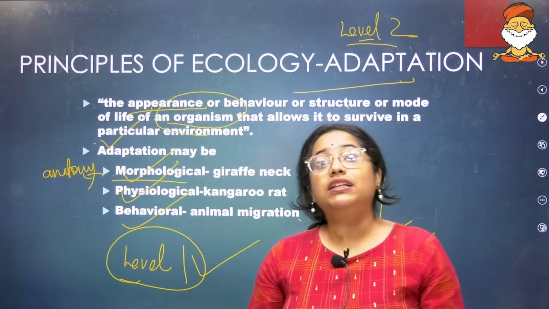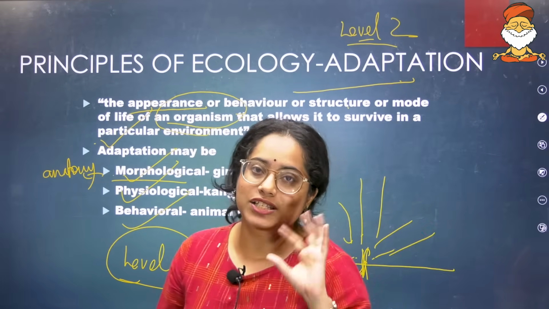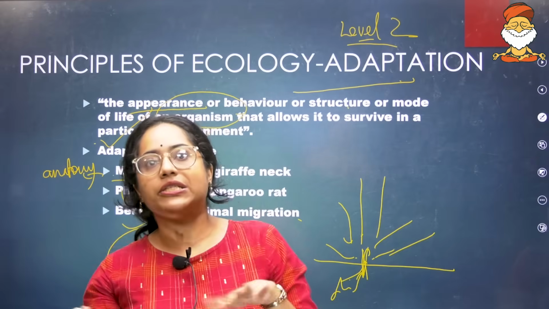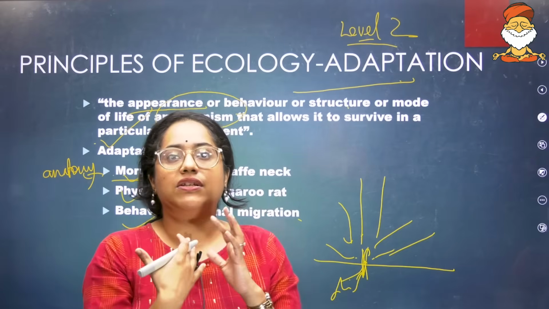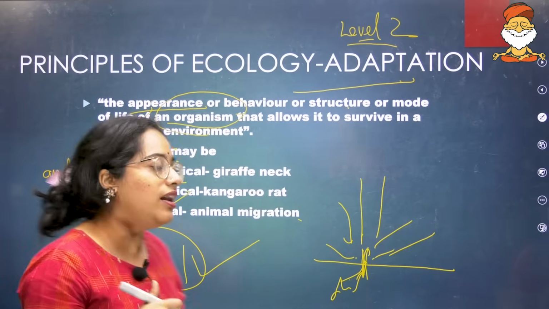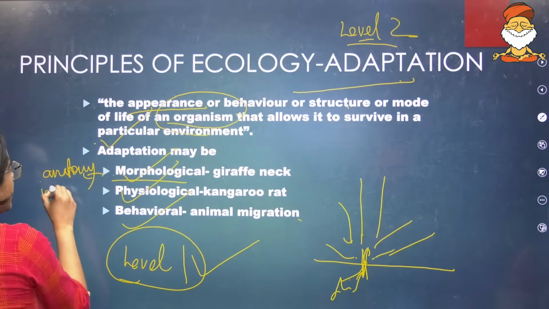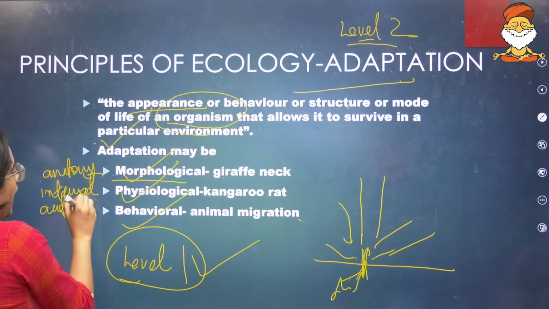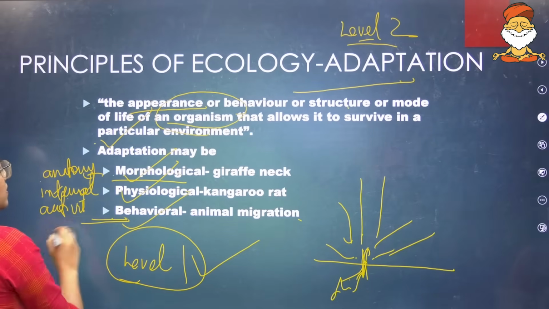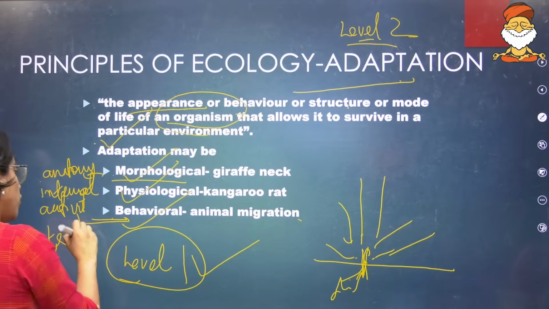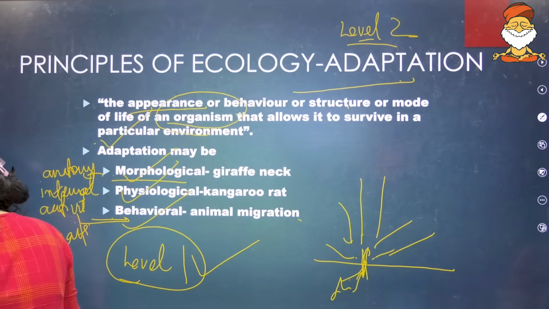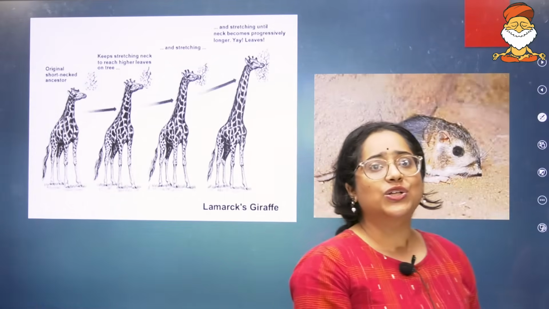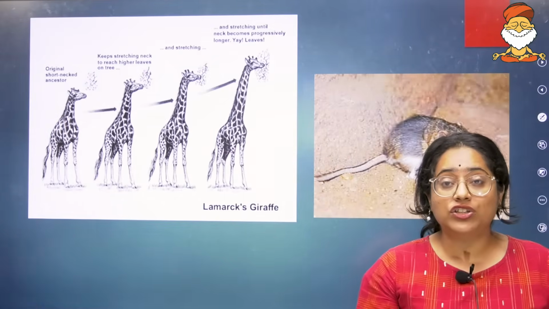Physiological means something that is happening inside your body. So inside your body, what all is there? There is respiration, there is digestion, there is excretion, there are cells. Something to do with the internal parts or internal activities of your body is physiological. And behavioral, you understand, is to do with certain traits of the organism. So let's have a look at the different such effects over here.